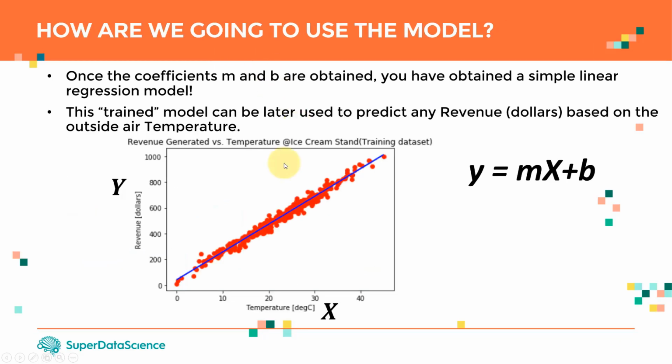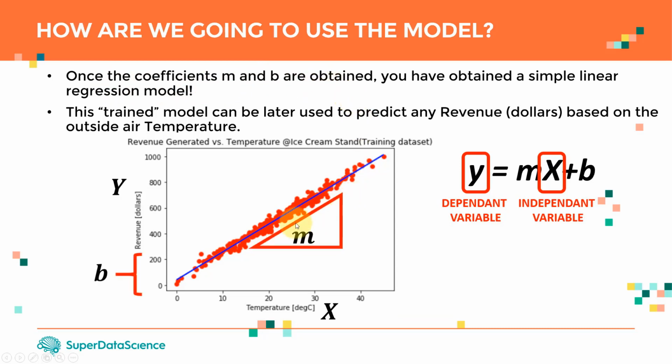All right. So the question is, how are we going to use the model? Okay, once I obtain m and b, so what? Again, as I mentioned, now I have an equation, y equals mx plus b. x is my independent variable, y is my dependent variable. As you can see here, once the coefficients m and b have been obtained, m is simply the slope of the line, which is delta y divided by delta x, and b is simply the y-intercept, which is where the line intercepts the y-axis. That's all it is. These are the parameters m and b.